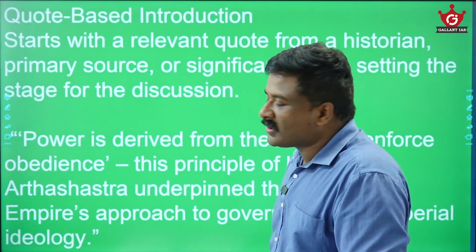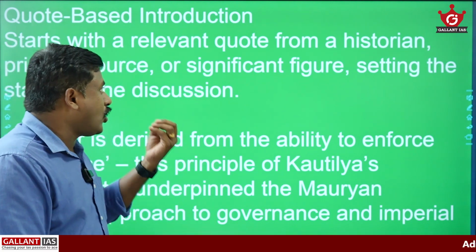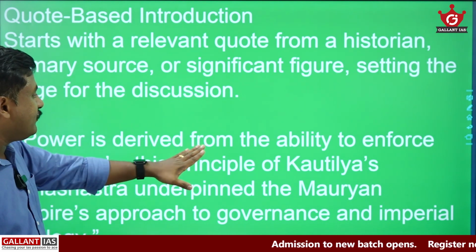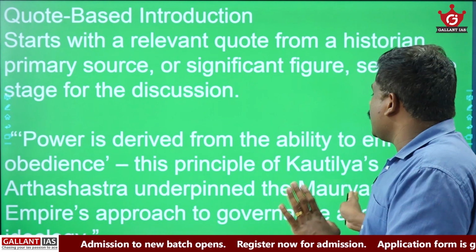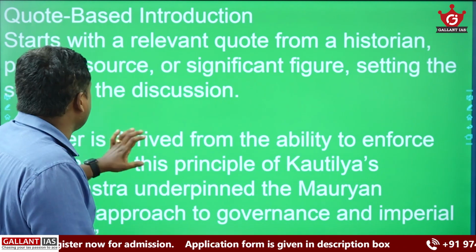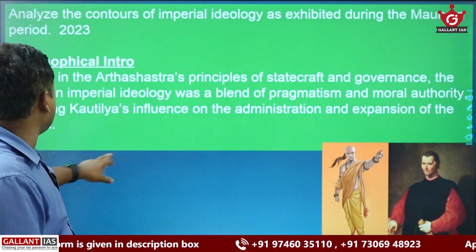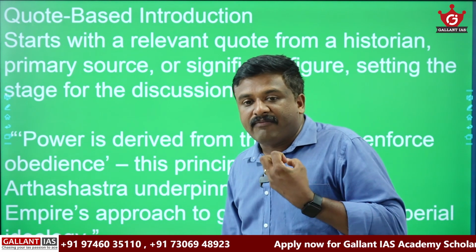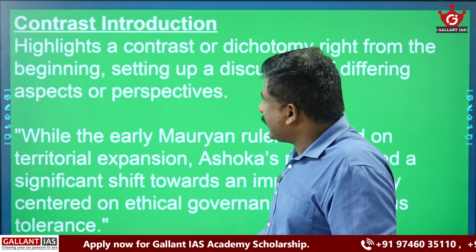There is the quote-based introduction. You start with a famous or relevant quote. Take care that it is not just any quote, it is a relevant quote which suits that particular context. Here: power is derived from the ability to enforce obedience. This principle of Kautilya's Arthashastra underpinned the Mauryan Empire's approach to governance and imperial ideology. The question is very simple: analyze the contours of imperial ideology as exhibited during the Mauryan age. Similarly, with the quote-based introduction, we are giving a relevant quote to introduce that particular subject, that particular theme. This is the way I started that answer.